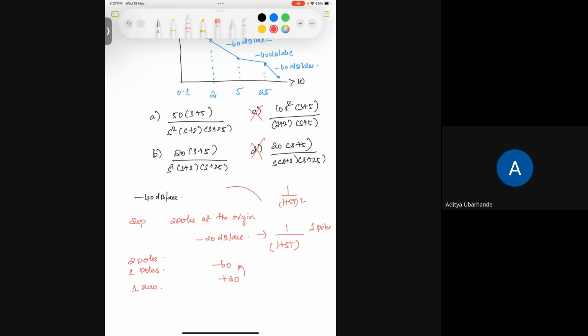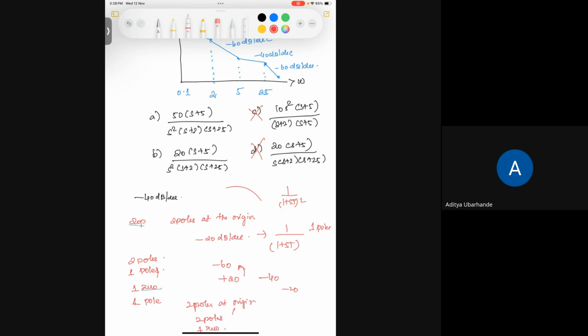That's why it is getting minus, so it becomes minus 40 again. Then again it gets increased. Minus 20 got added. So again, one pole should be there. So totally two poles at origin, two poles, two another poles, and one zero.